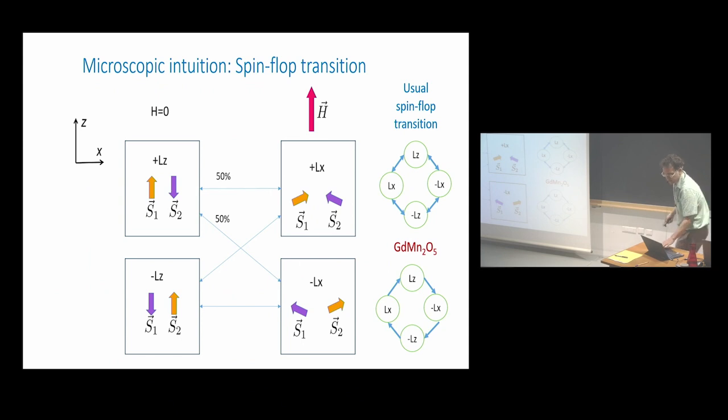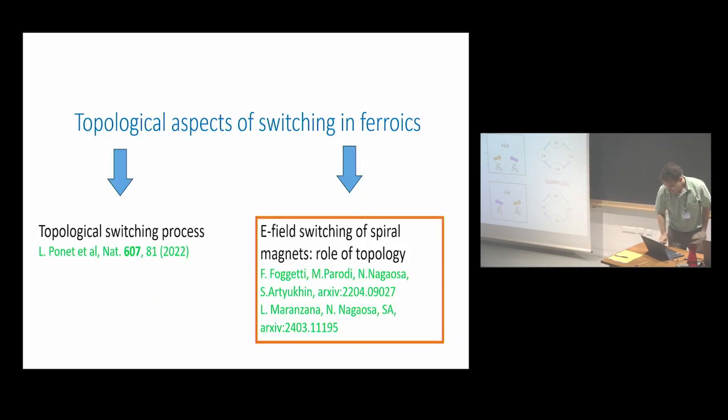Okay, so microscopically one can think of a spin-flop transition. When I'm applying the magnetic field along the spins in the antiferromagnetic chain, spins can flop left to right. One can describe it in simple ways like this. I have a plus LZ state, let's say, and I could go to plus or minus LX. In a normal spin-flop transition, I go 50-50. But in this situation, I go around the loop. So there is a specific directionality to this.